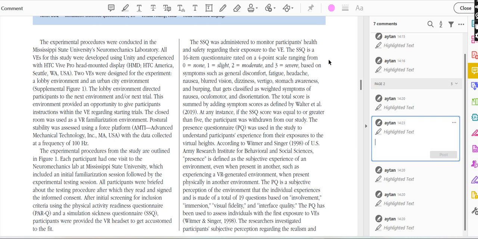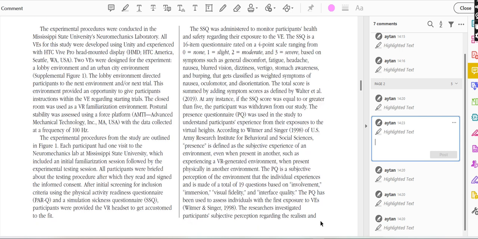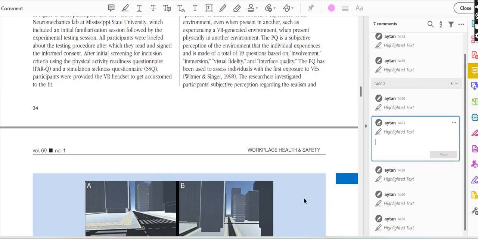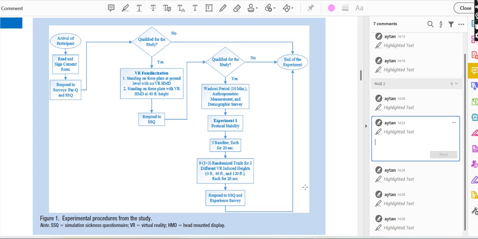The PQ is a subjective perception of the environment that the individual experiences and is made of a total of 19 questions based on involvement, immersion, visual fidelity, and interface quality. The PQ has been used to assess individuals with the first exposure to VEs. The researchers investigated participants' subjective perception regarding the realism and... Figure 1. Experimental procedures from the study. Note: SSQ equals Simulation Sickness Questionnaire, VR equals Virtual Reality, HMD equals Head-Mounted Display.